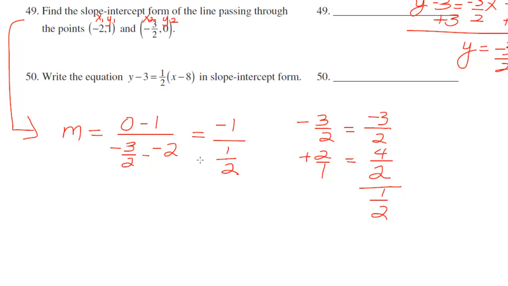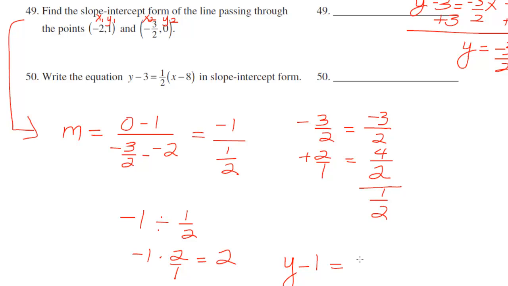So now we have negative 1 over 1/2. And remember that with a fraction, that bar there is a division sign. So we have negative 1 divided by 1/2. And let's flip and multiply. So we get a negative 2, and pardon me that I lost my negative sign there, I can see.